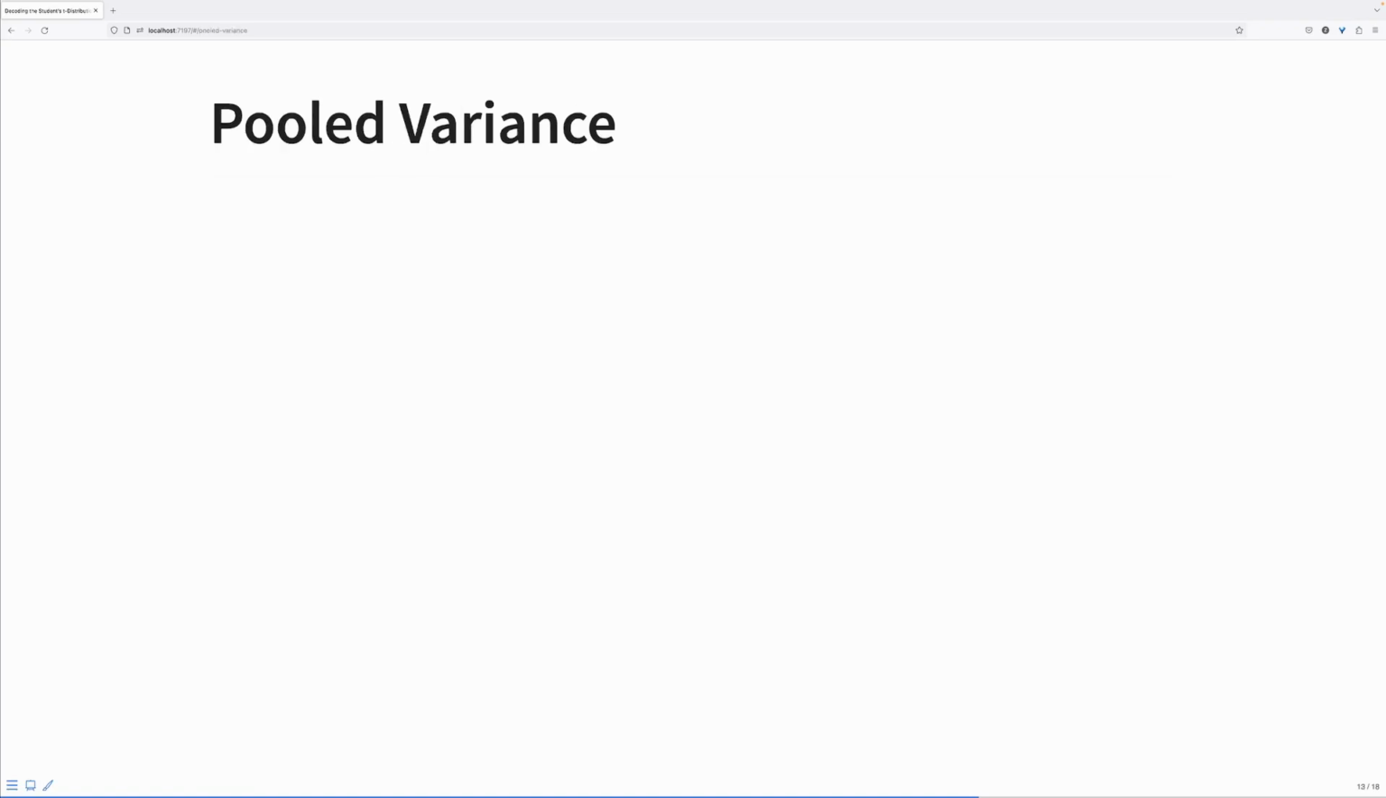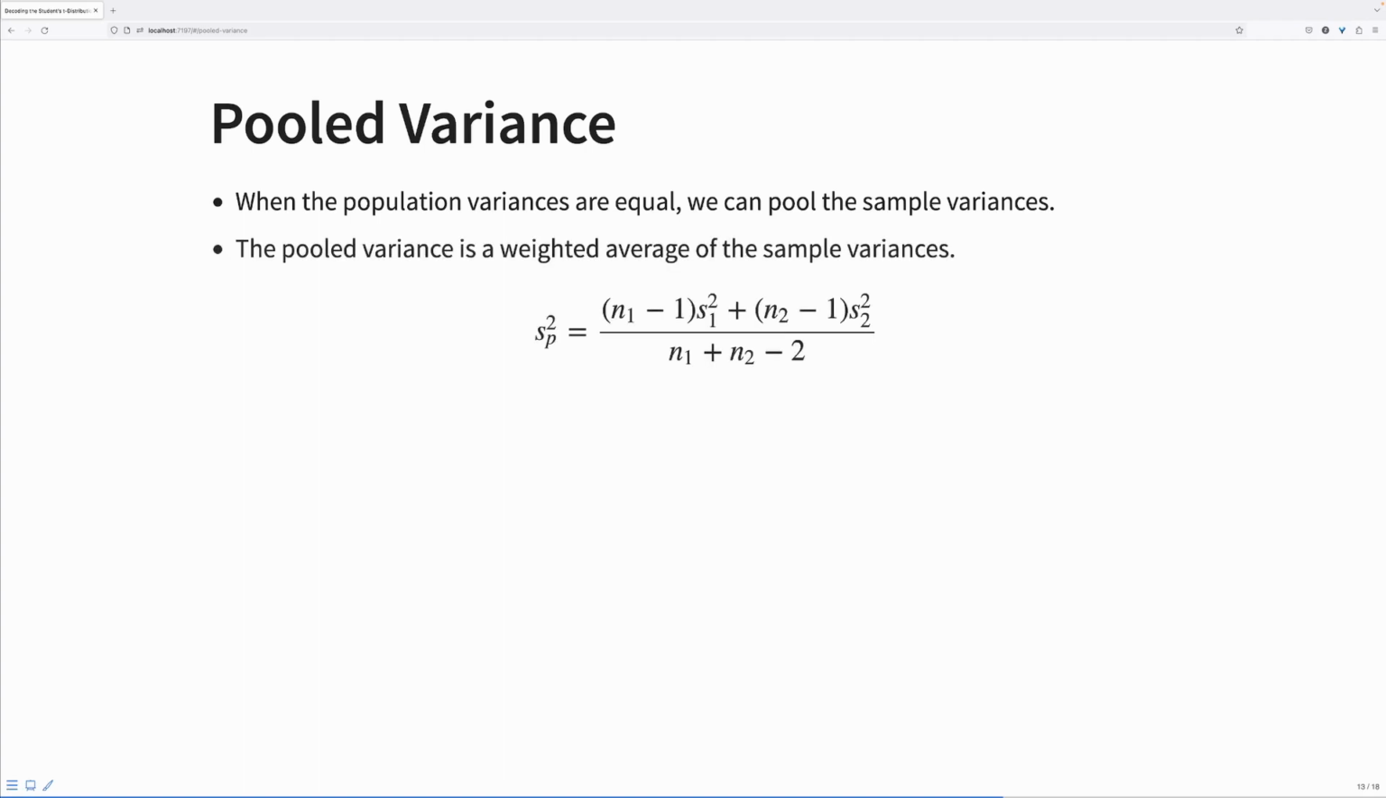And then we're going to take a look at the two sample t-test. But before we do that, I need to introduce another concept, pooled variance. When the population variances are equal or are assumed to be equal, we can pool the sample variances. So what is a pooled sample variance? The pooled variance is a weighted average of the sample variances. Here is how you calculate the pooled variance. You can use the Levene test from the car package to test the equality of variances.